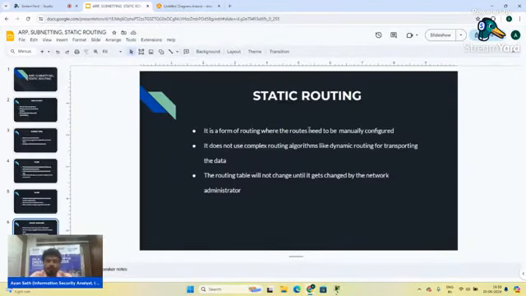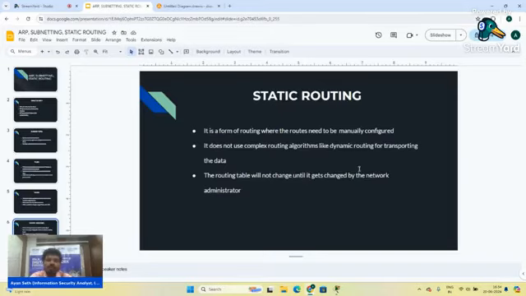After that, we will learn the last topic, that is static routing. Static routing means, when we need to send the data. What is routing? Routing means when we need to send the data from one network to another network, right? So to send data from one network to another network, what do we need? We need the concept of routers.